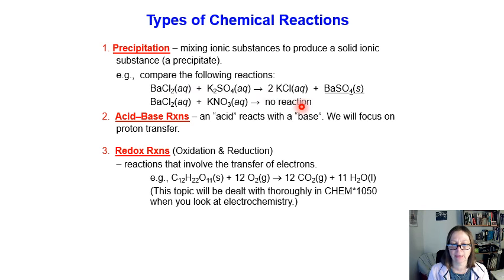In contrast, barium chloride will not react with potassium nitrate, as both potassium nitrate and barium chloride are soluble and will not precipitate. The second type of reactions we will look at are the acid-base reactions, when an acid reacts with a base. In this context, we will focus on acid-base reactions involving proton transfer from the acid to the base. And thirdly, there are redox reactions, oxidation and reduction reactions, that involve the transfer of electrons.